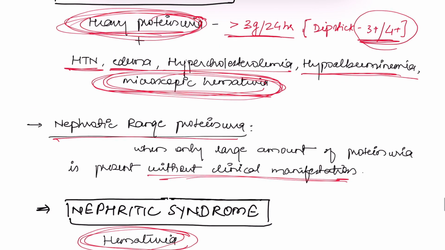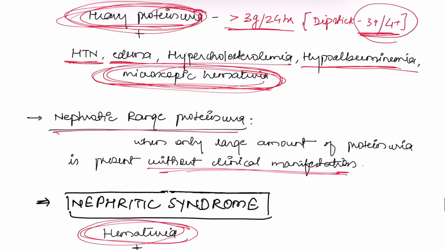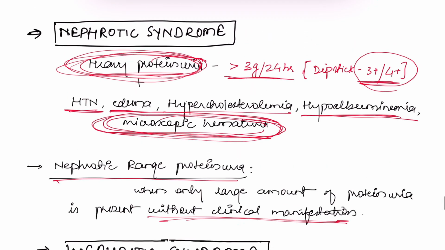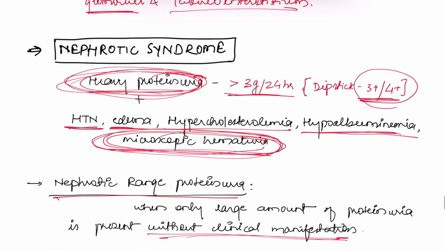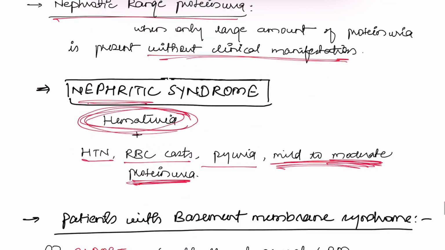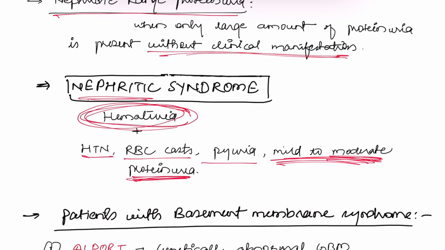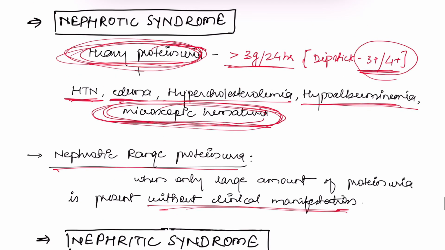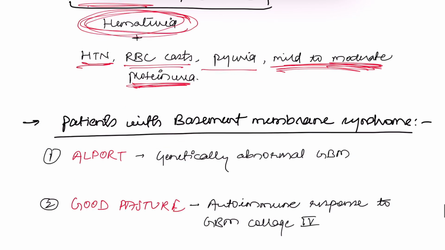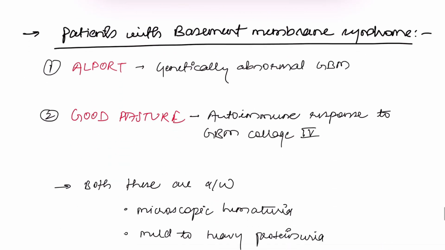So whenever you are differentiating nephrotic and nephritic, in both there will be proteinuria, in both there will be hematuria. But what is the predominant feature that we need to understand? In nephrotic, the predominant feature is heavy proteinuria. In nephritic, the predominant feature is hematuria. In nephrotic syndrome, there is hematuria, but that is microscopic. In nephritic, there is proteinuria, but that is mild to moderate. Along with that, we have some other features: edema, hypercholesterolemia and hypoalbuminemia are seen in case of nephrotic, whereas hypertension, RBC cast, and pyuria are seen in case of nephritic syndrome.